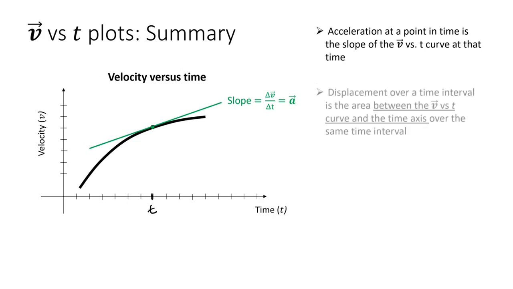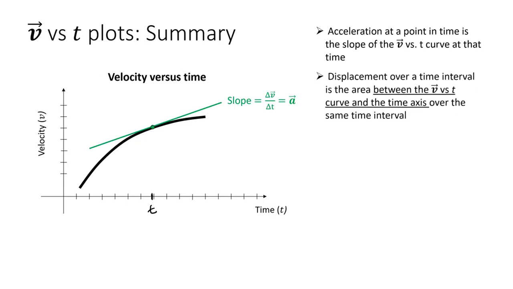Next, the last piece of information that we just learned is that the displacement over a particular time interval is going to be the area between our curve, right? So that's this guy, the curve, and the horizontal axis or the time axis during that particular time interval over which we want to calculate the displacement. Okay, so how do I calculate that area?